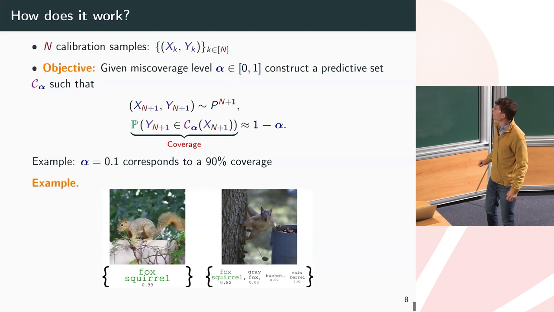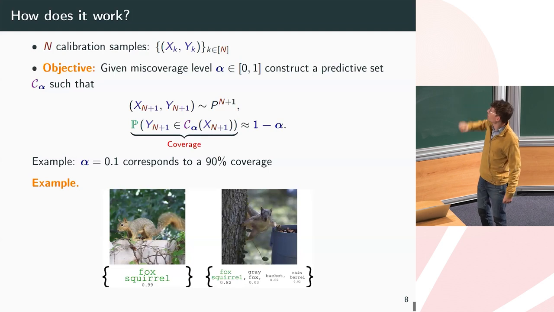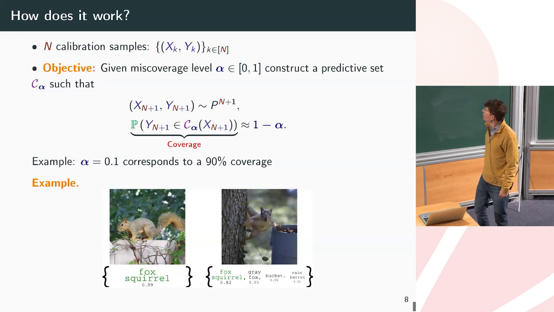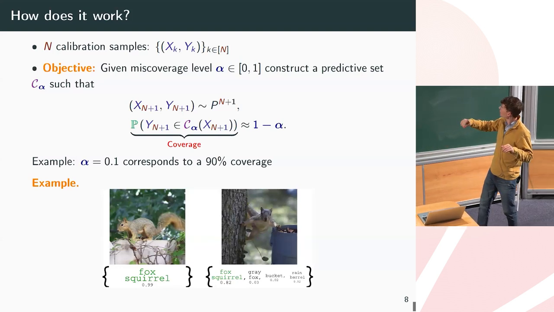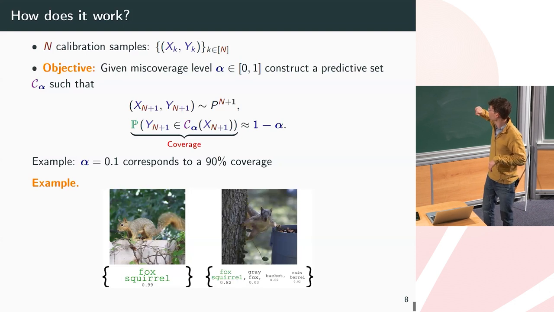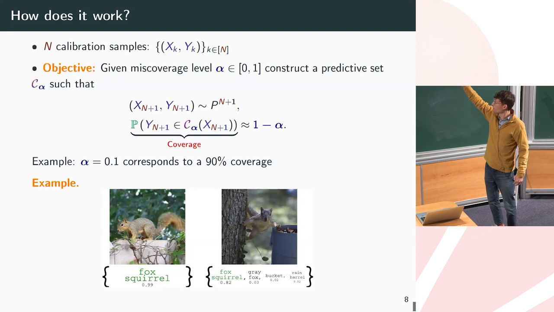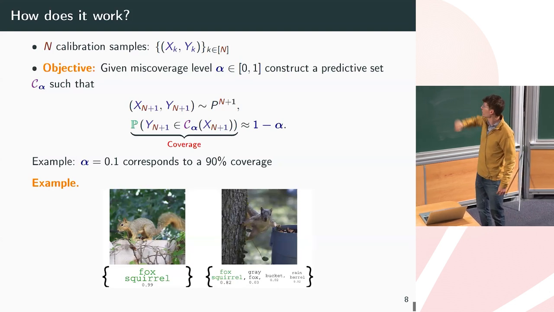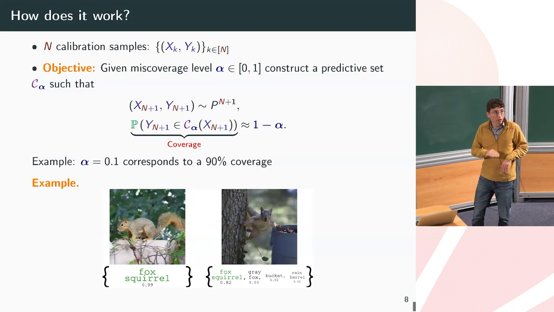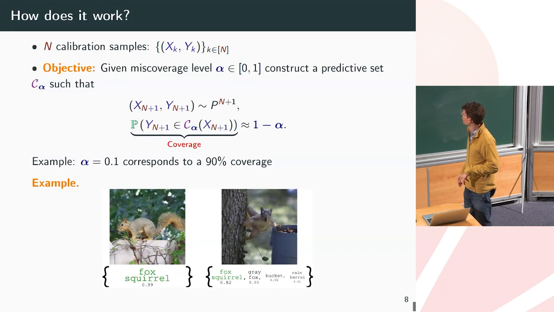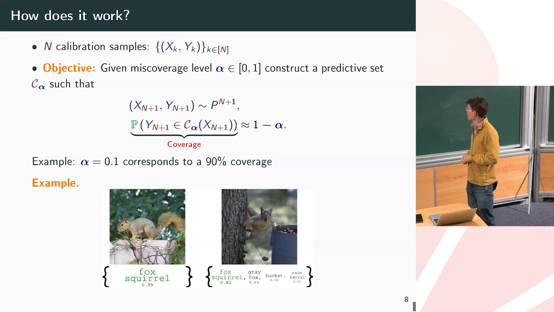So first, you need some data. X_k, as we mentioned, can be an image, and Y_k can be the label, and the user first sets the miscoverage rate, alpha, and the purpose is, for new data, to obtain a prediction set C alpha of X such that the true output will belong to this prediction set. And we call this probability the coverage. The purpose is really to target the level 1 minus alpha. So classically, alpha can be taken as 0.1. Then you obtain a 90% coverage.